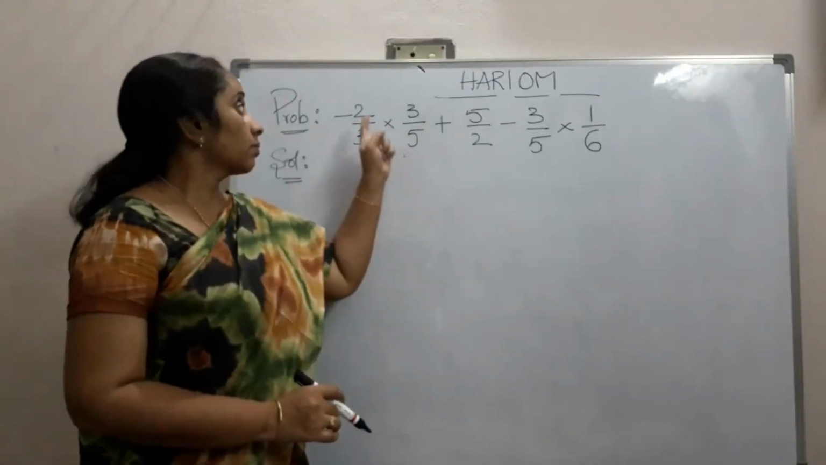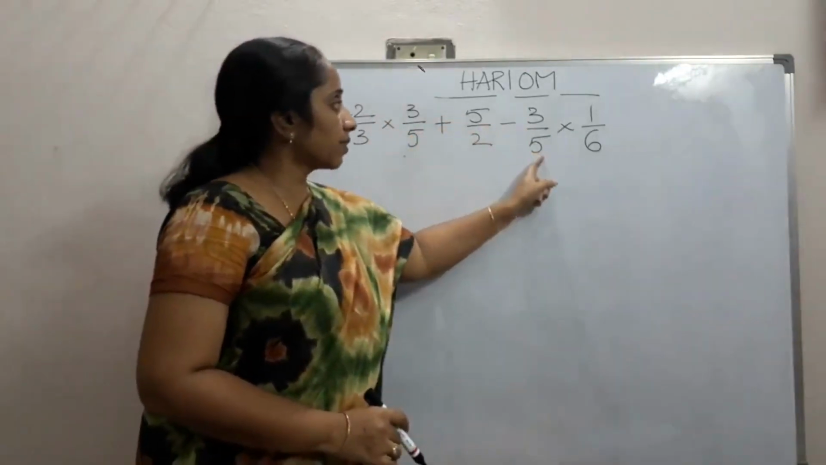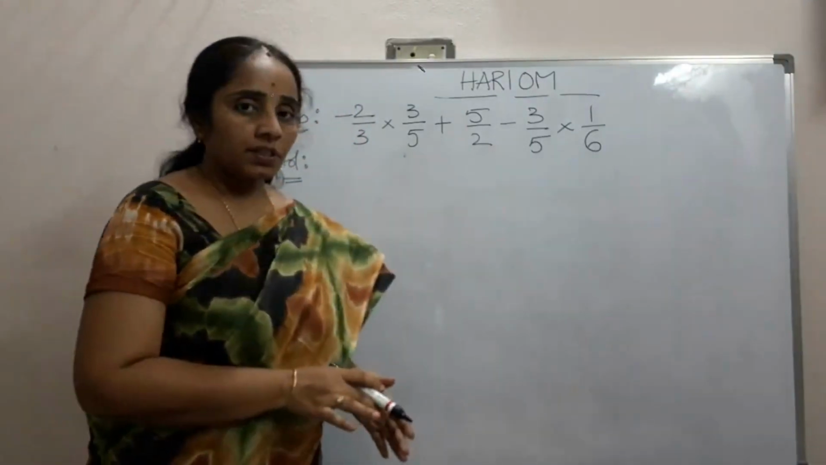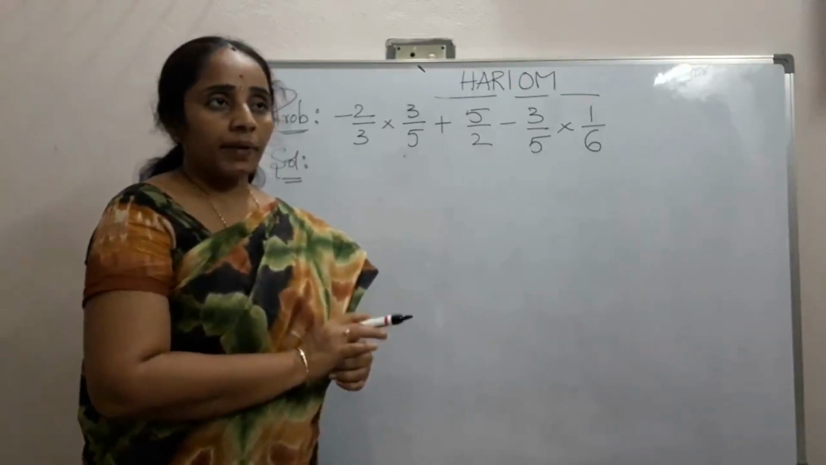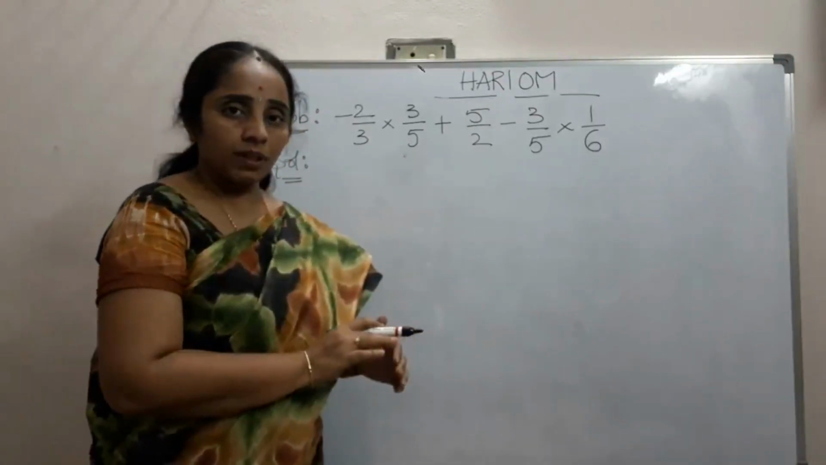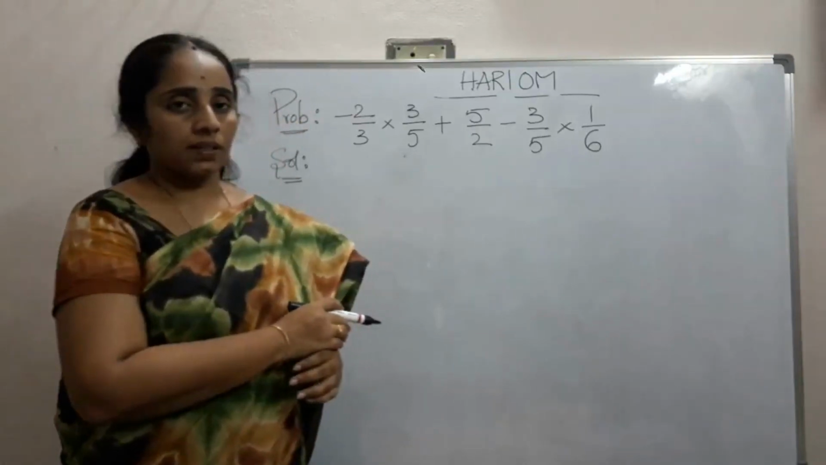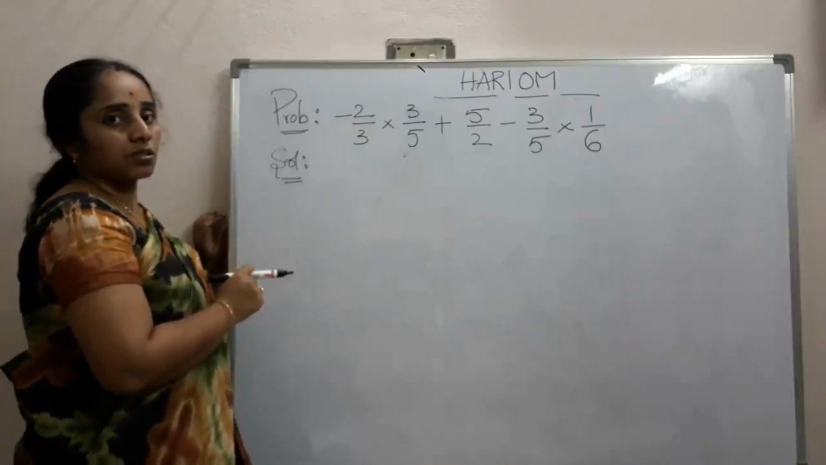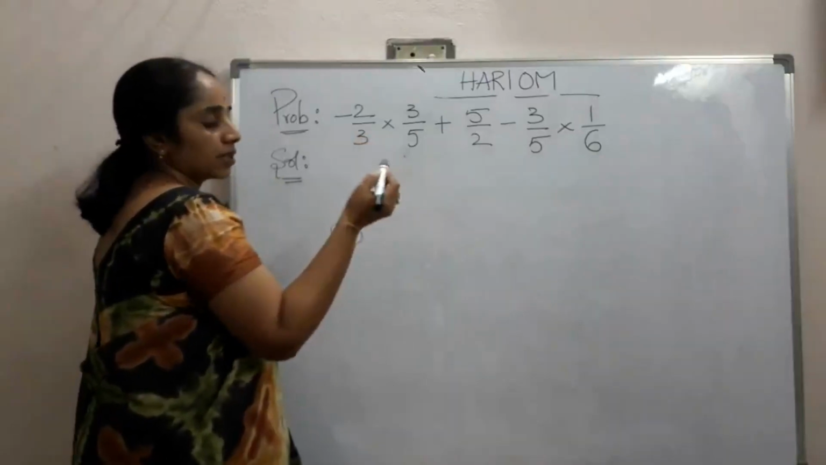Here in this problem: minus 2 by 3 into 3 by 5 plus 5 by 2 minus 3 by 5 into 1 by 6. It is a numerical expression. By applying the BODMAS rule, we can simplify easily. But here they ask you to simplify the same numerical expression by applying rational number properties. So first, I will explain using the BODMAS rule. Later we can do that by using properties.